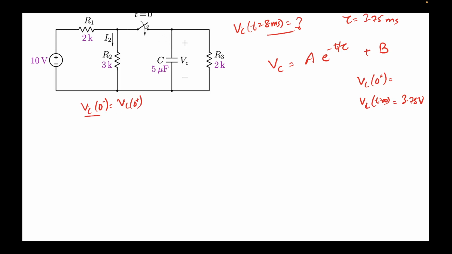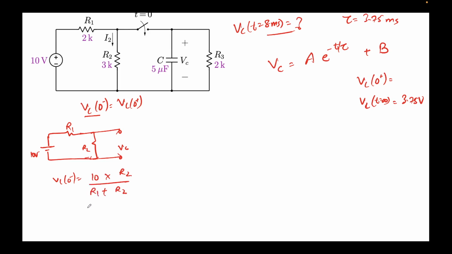This means that just before time t equal to 0, what is the voltage seen across the capacitor? So the circuit before t less than 0 was something like this. This was R2, and this is nothing but Vc. You see, this is the Vc, right? So what will be the Vc at 0 minus? This is again a simple potential divider. This will be 10 into R2 over R1 plus R2, right?